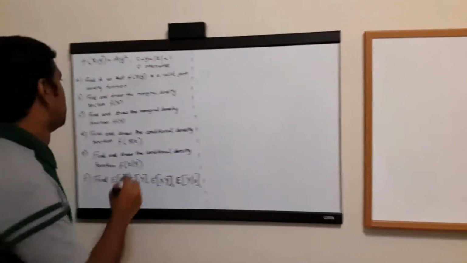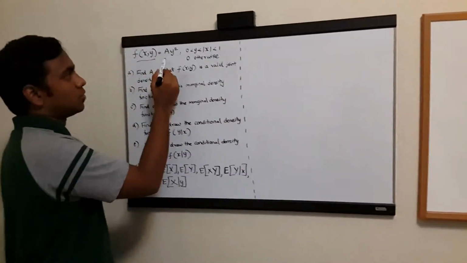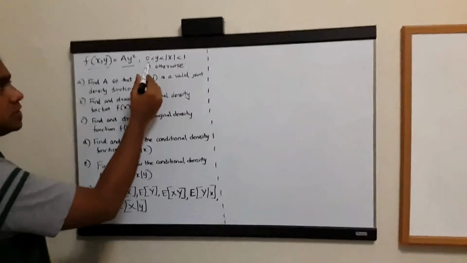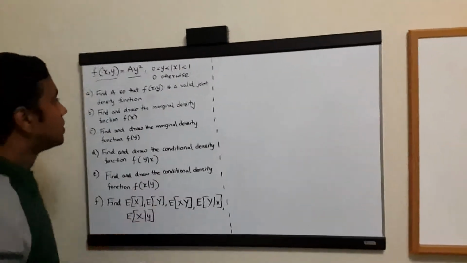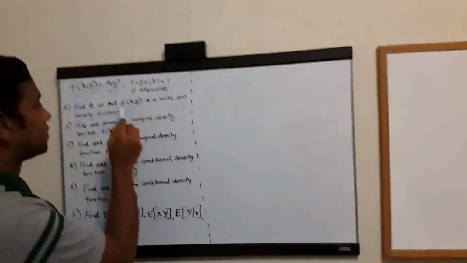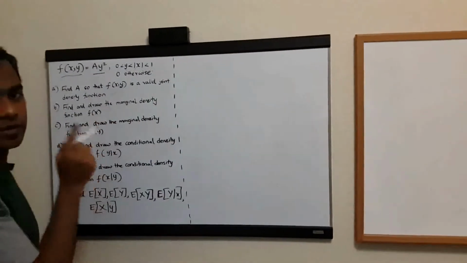Today I'm going to explain the problem: f of x comma y equals a y squared. The limits are 0 less than y less than mod x less than 1, and it's 0 otherwise. Now we are taking into consideration that f of x comma y is a valid joint density function. We have to find out the value of a.